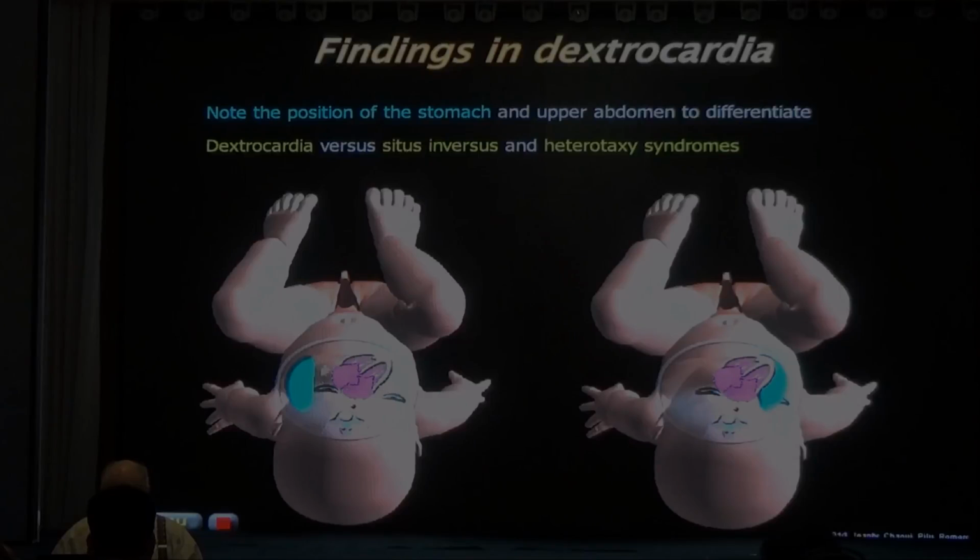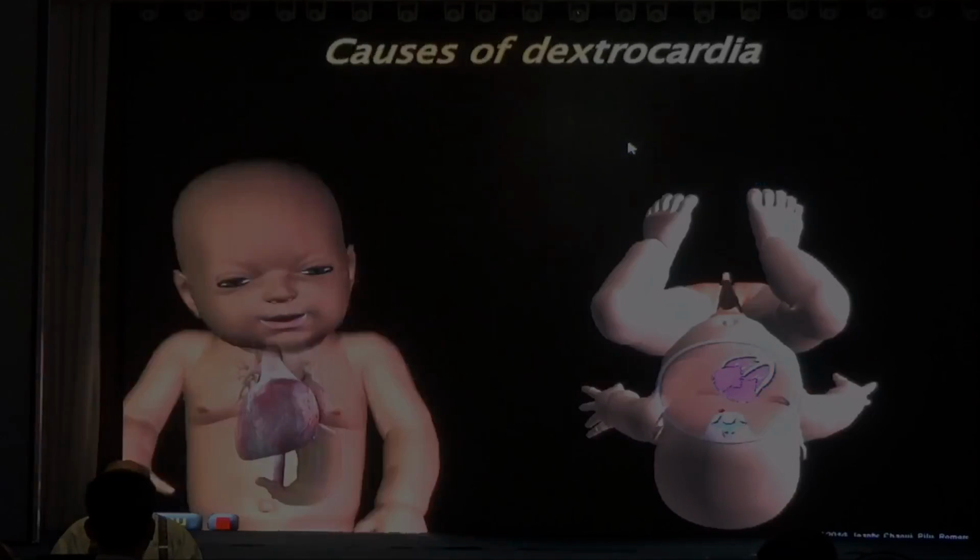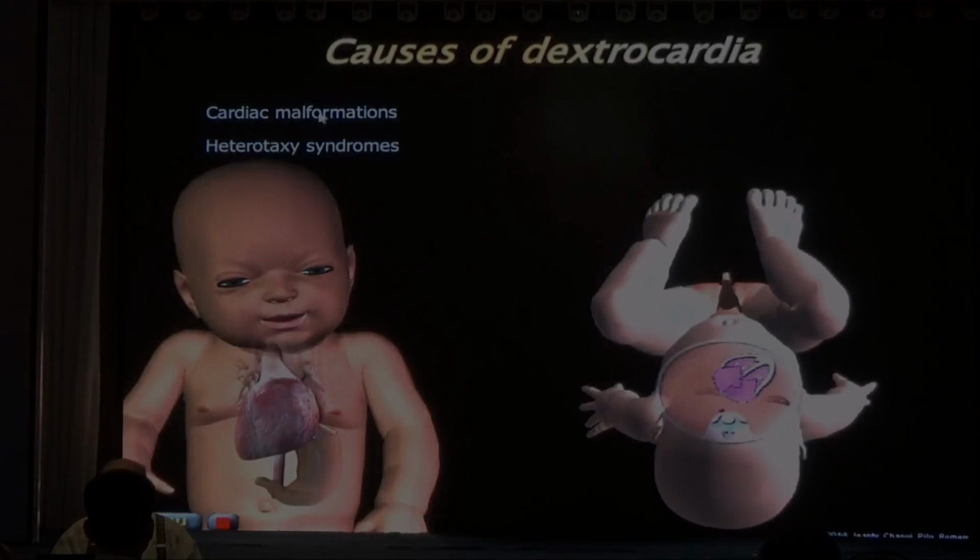This baby has dextrocardia, so 95% chance of a cardiac anomaly. This baby has situs inversus, 2% chance of cardiac anomaly. Okay? So don't look just at the heart, also look at the stomach. Now, not only do you have to think about dextrocardia and situs inversus, but you also have to think about the heterotaxy syndromes. And I think tomorrow we'll talk about heterotaxy syndrome. So, what are the causes of dextrocardia, cardiac malformation, and the heterotaxy syndrome?